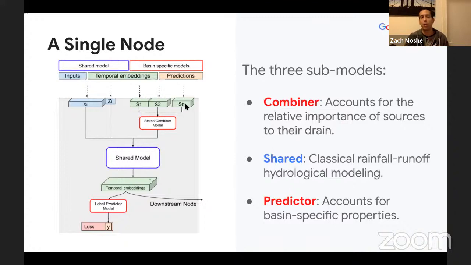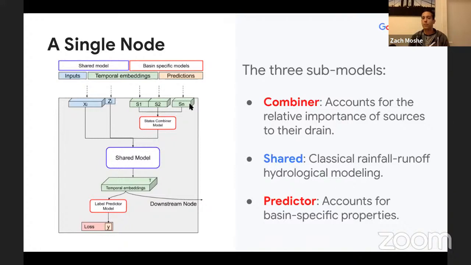Let's assume that this node has 3 children, three sources. Then it has a submodel that we call the combiner, which basically accounts for the relative importance of the sources. So it could be that one source is a huge river, maybe the Brahmaputra, and one source is just a small creek that joins. And the combiner needs to take that into account.